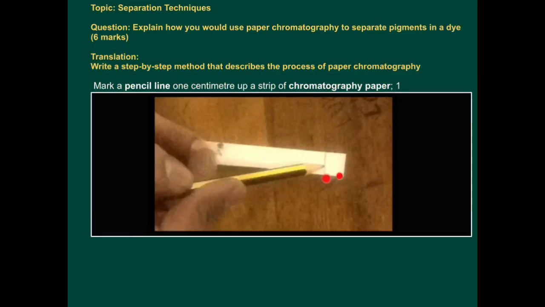So firstly, you need some chromatography paper, which is just filter paper. Mark a pencil line 1 centimeter up a strip of chromatography paper. It has to be penciled because you don't want it to dissolve.